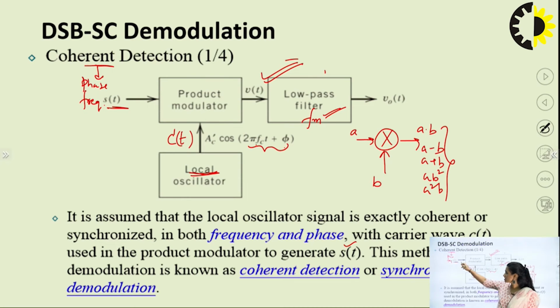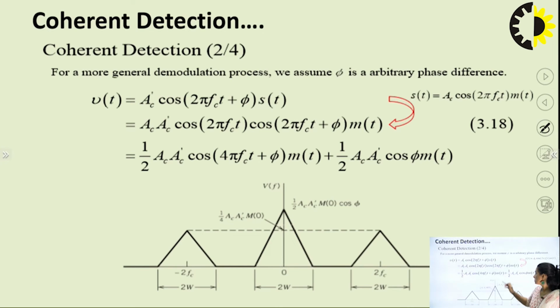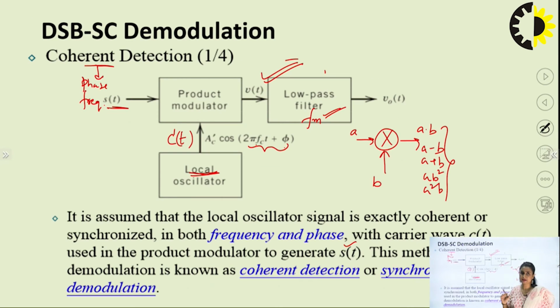VT is simply multiplication of ST with C dash T. I can see one more thing that we must take care of. My CT was AC cos 2 pi FCT, but here C dash T I am representing with AC dash cos 2 pi FCT plus phi. We are assuming that there could be some error introduced in the phase, which I am representing by plus phi, although the need is to decrease that phi to 0.